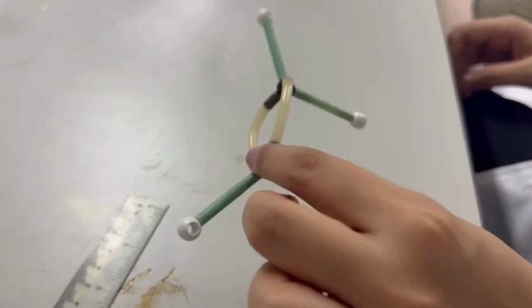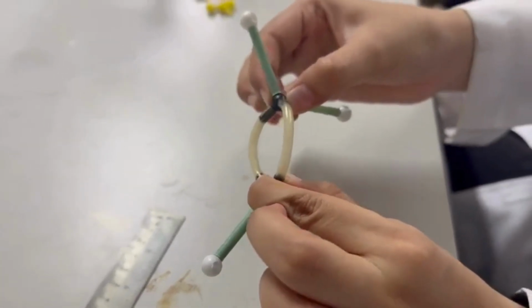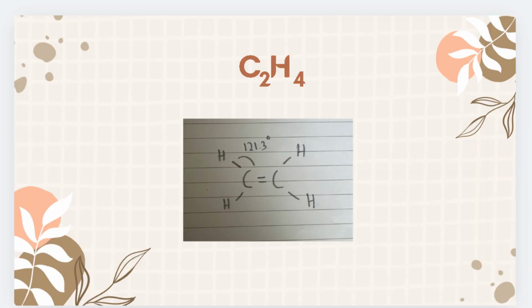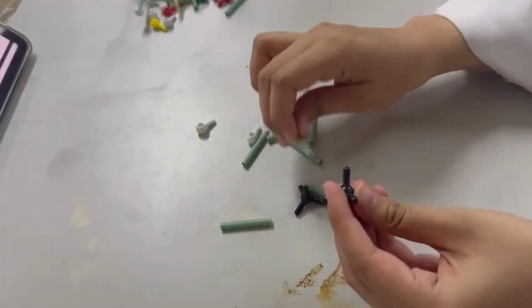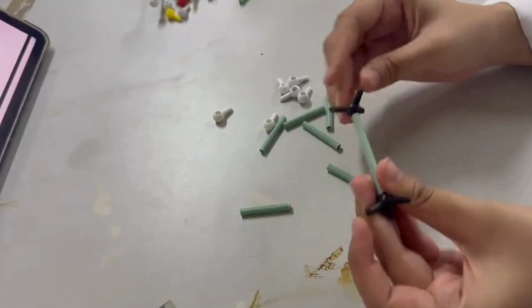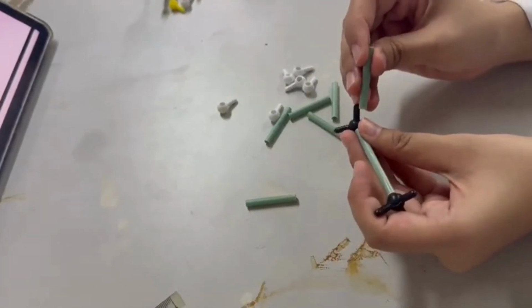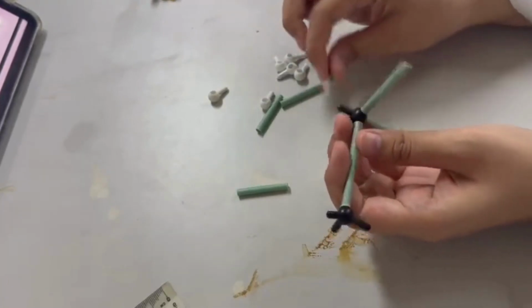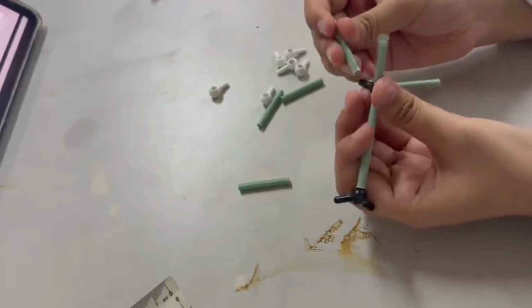When I attempt to rotate the carbon atoms, the double bond strictly prevents any twisting. As shown in the drawing, all atoms lie approximately in a flat plane. Moving to our next molecule, we have ethane, C2H6. Here, the two central carbon atoms are connected by a single bond, and each carbon is attached to three hydrogen atoms.